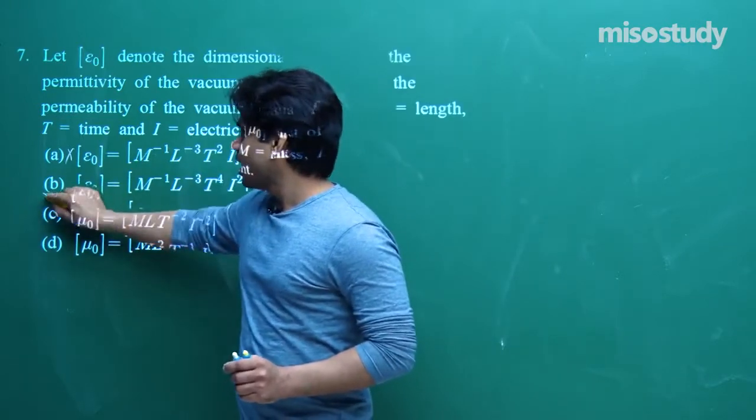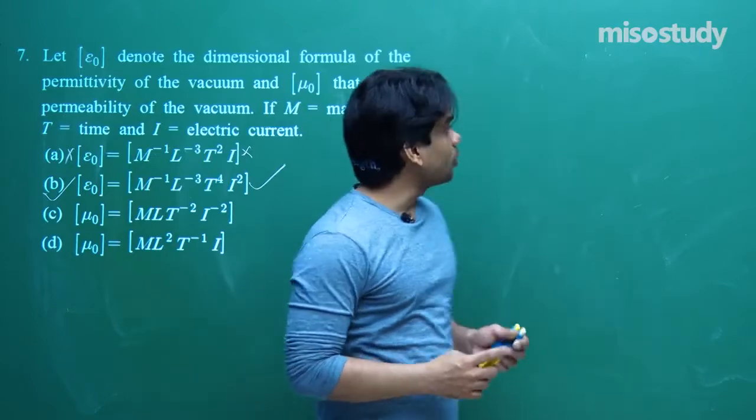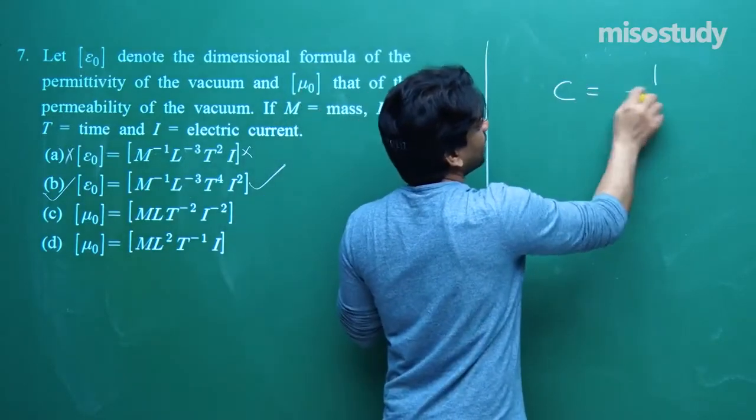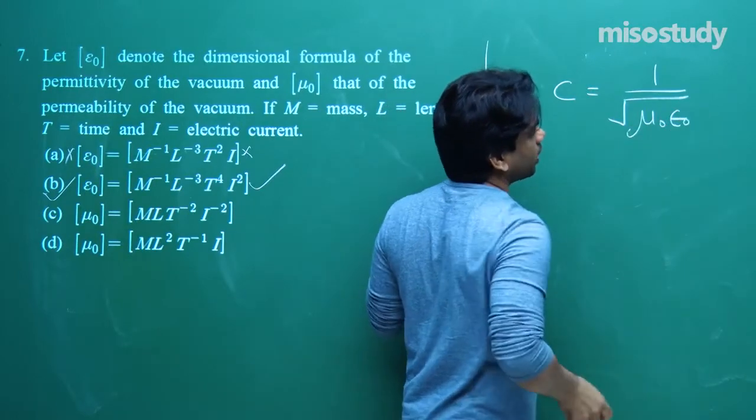So this is the right answer for epsilon naught. For mu naught, we are still left. Mu naught, how to use? Let me tell you, the speed of light c is given as 1 upon under root mu naught epsilon naught.